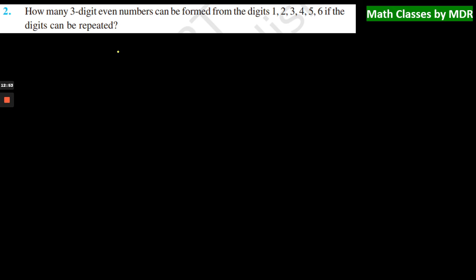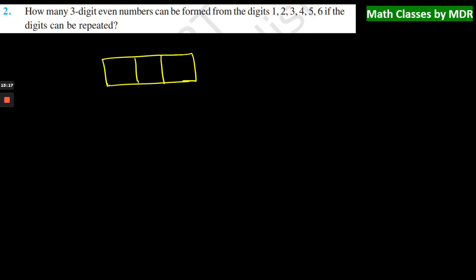Now let's see the second question. How many 3-digit even numbers can be formed from the digits 1, 2, 3, 4, 5, 6 if the digits can be repeated? This is an easy one. What is the condition to have a 3-digit number as even? Right? We want a 3-digit number and that should be an even number.